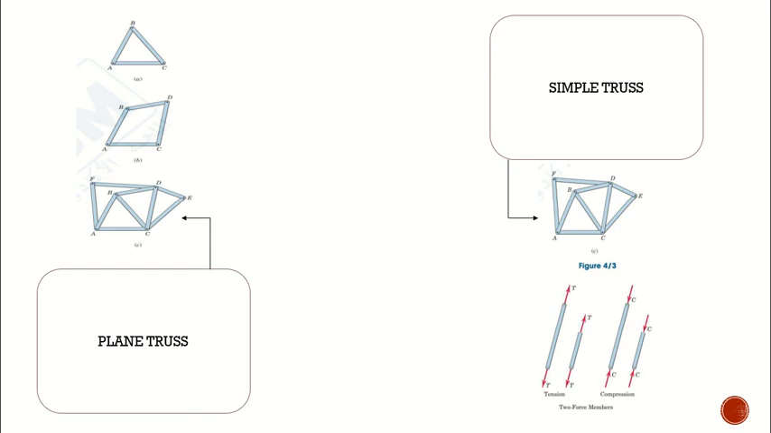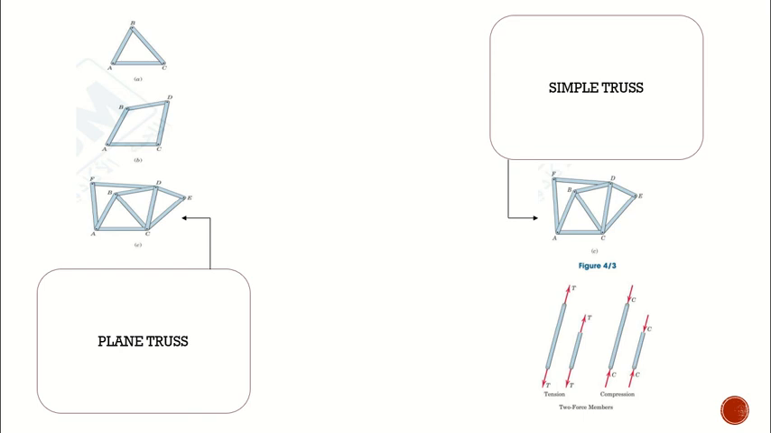Simple truss. The basic element of a flat truss is the triangle. On the other hand, four or more members joined together to form a polygon are not rigid. Every structure is formed by starting from a basic triangle and adding members in the manner described. This is a simple truss.